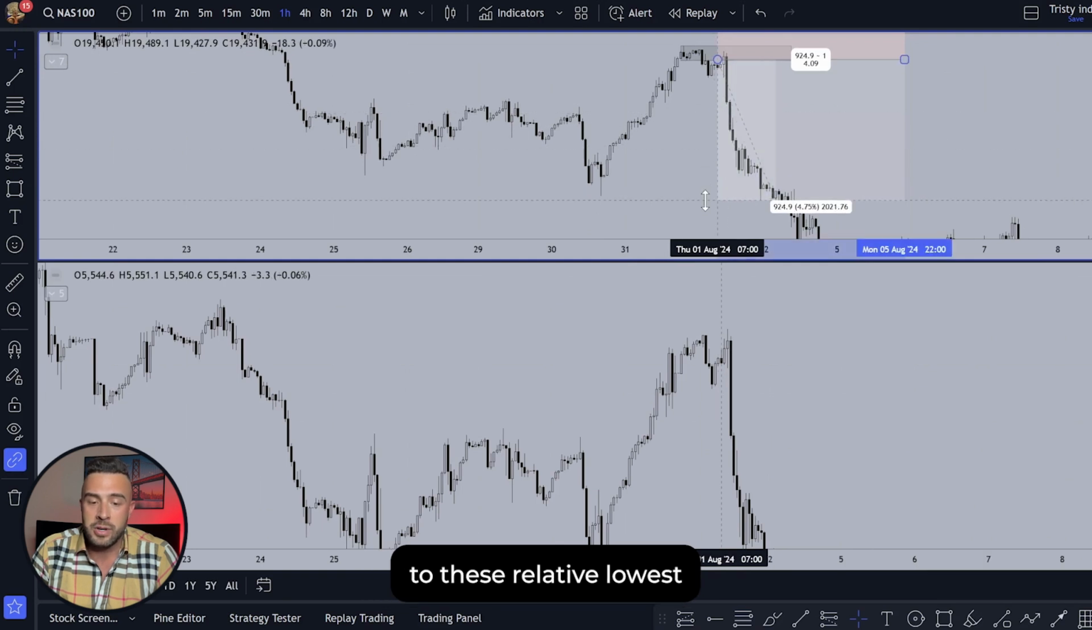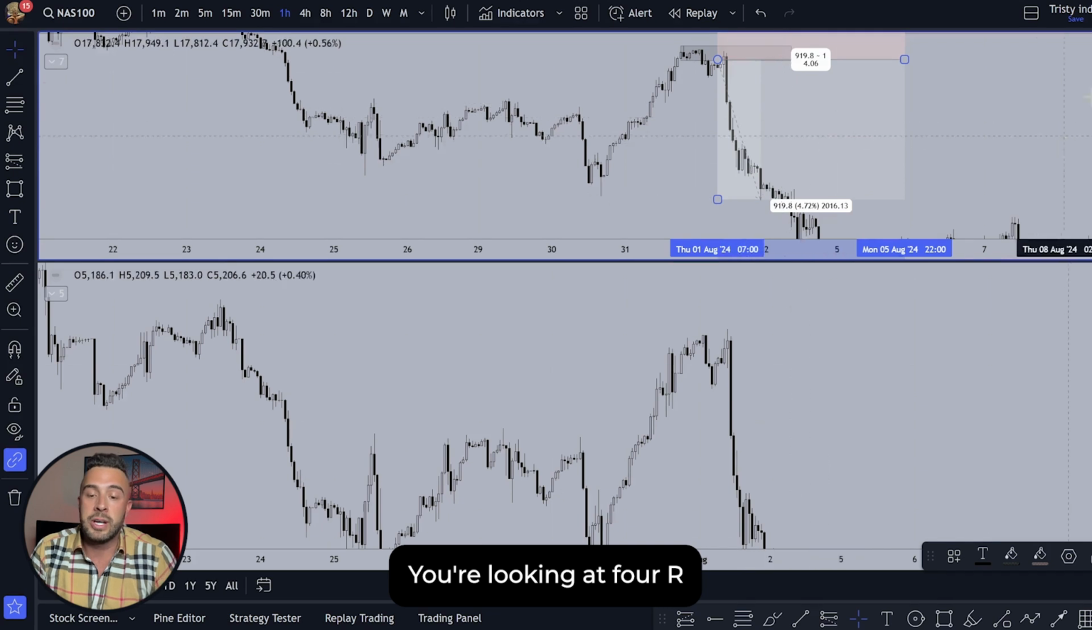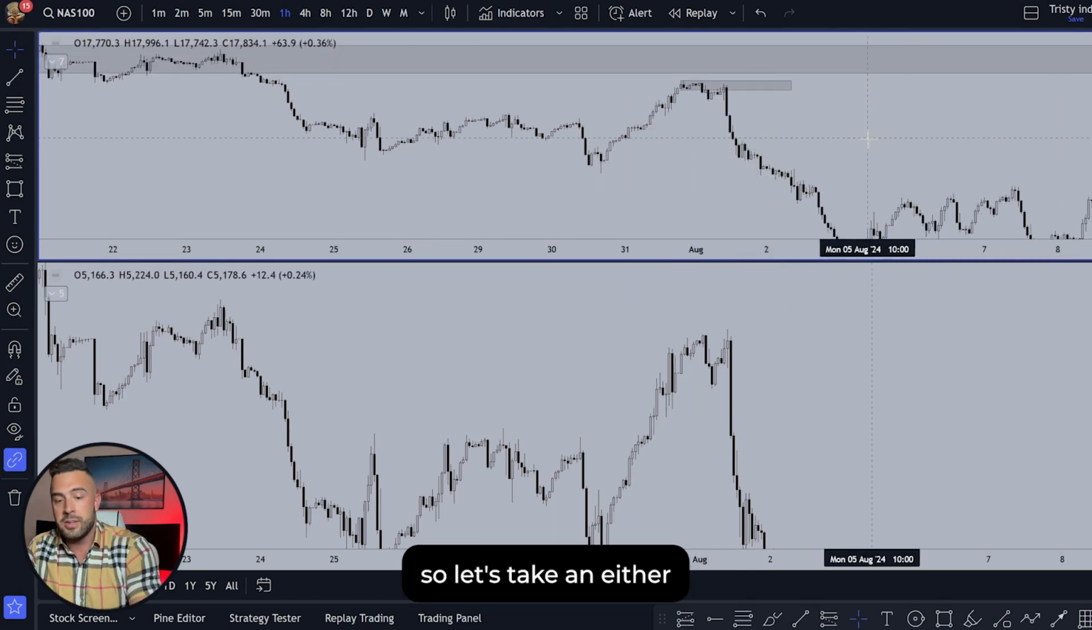And if you took it down to these relative lows, since you are trading from a massive level, it makes sense to be able to do that. You're looking at 4R. So let's take an even deeper look.